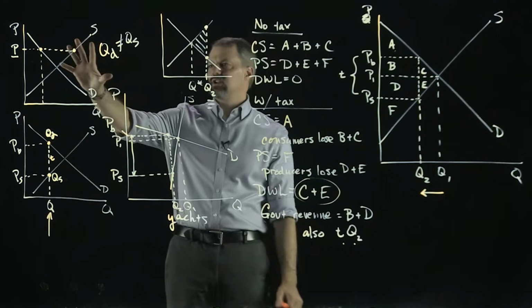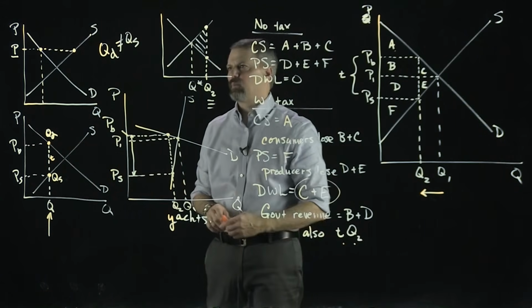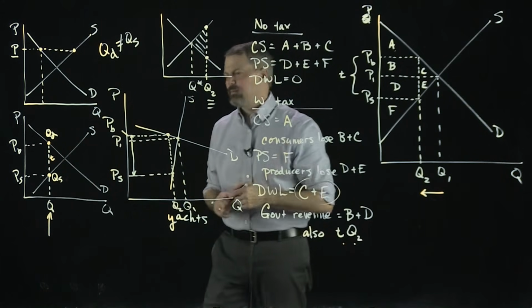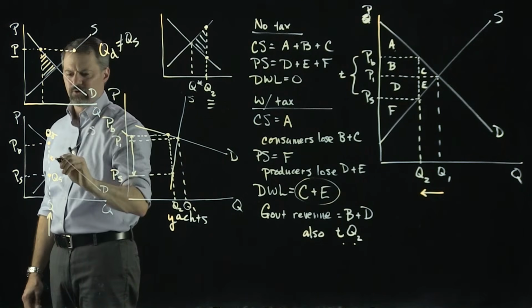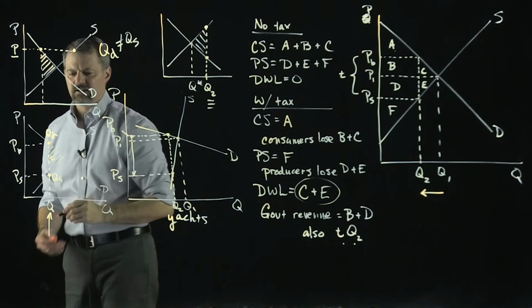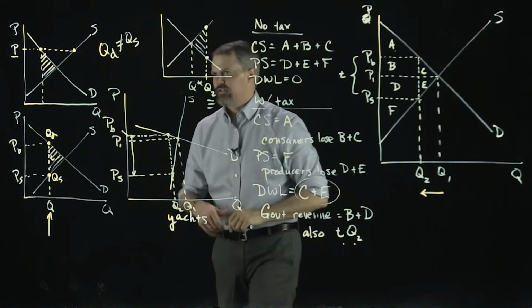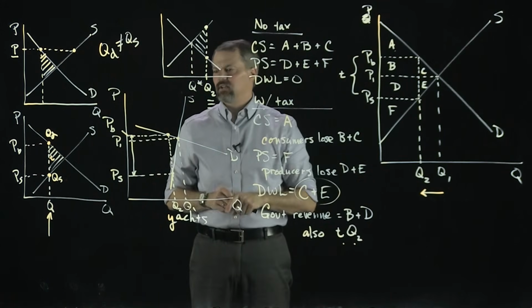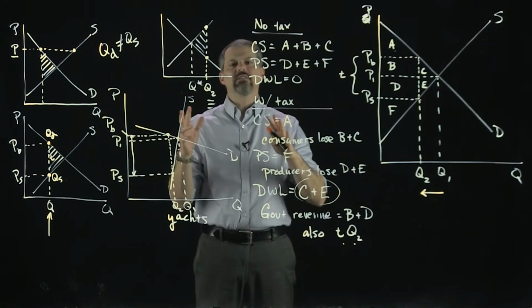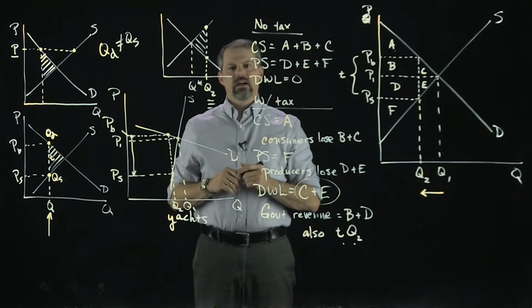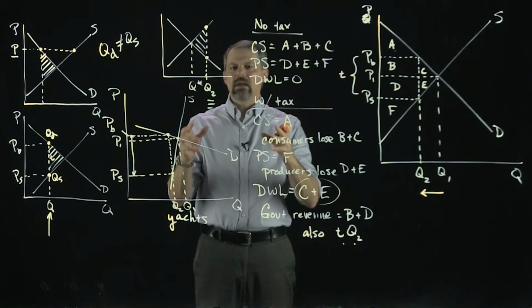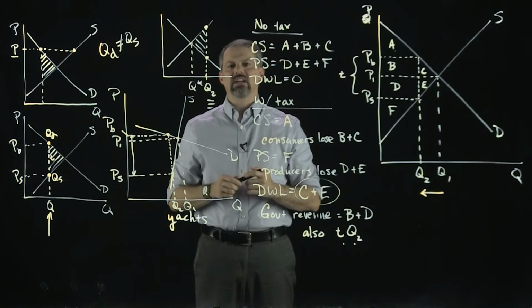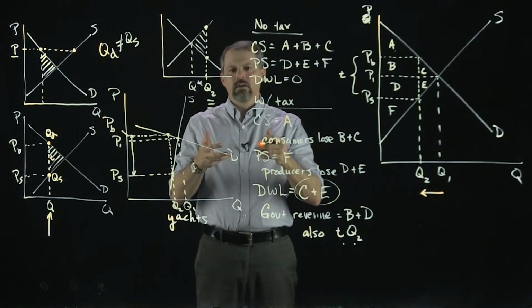So the pictures look similar to each other, but there are some important differences. Keep in mind that both of these policies create deadweight loss equal to this triangle right there. So they look similar, but they're different. So hopefully that gives you an idea of some different types of government policies, how they may or may not achieve the objectives that people who argue for them push.